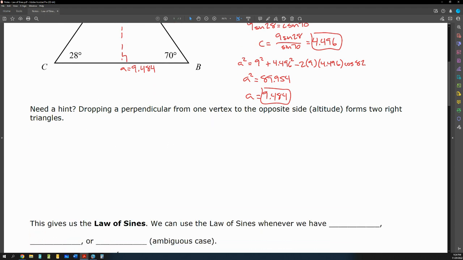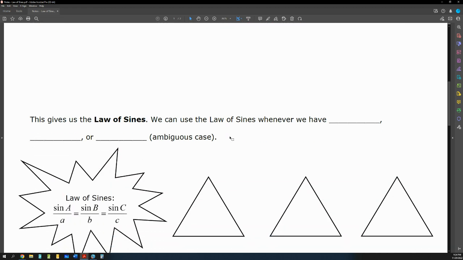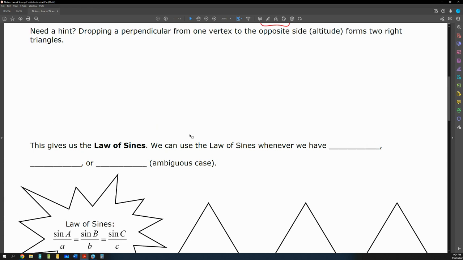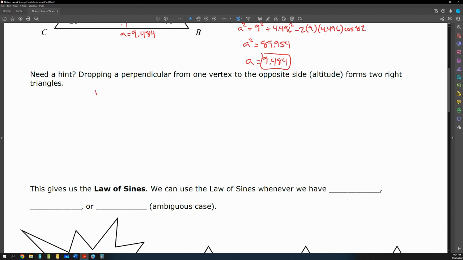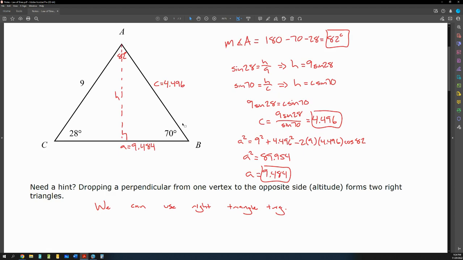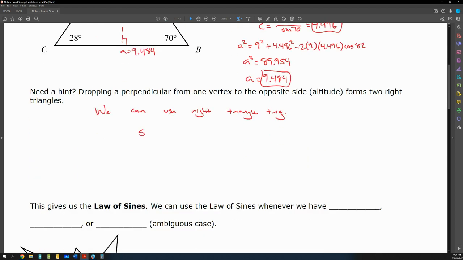So dropping a perpendicular from one vertex to the opposite side forms two right triangles. We got all of that right triangle trig. So for the law of sines, let's actually talk about that right triangle trig. We can use right triangle trig. Okay. So in this example, we used the sine of C is equal to the height over side length B. We said the sine of angle C is equal to the opposite over the hypotenuse, which is side length B.